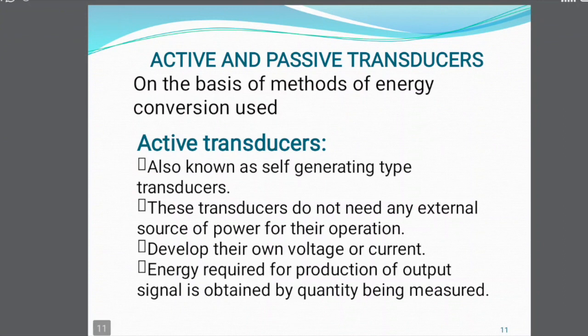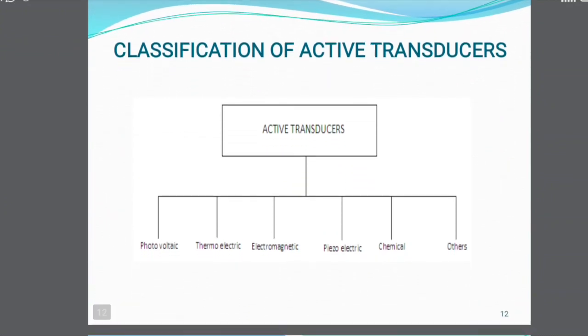Active and passive transducers. On the basis of method of energy conversion used, active transducers. It is also known as self-generating type transducer. These transducers do not need any external source of power for their operation. They develop their own voltage or current, and the energy required for production of output signal is obtained by the quantity being measured. Classification of active transducer. The active transducers can be divided as photovoltaic, thermoelectric, electromagnetic, piezoelectric, chemical, and others.